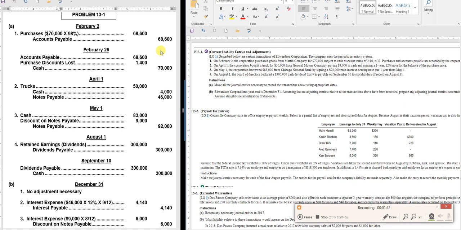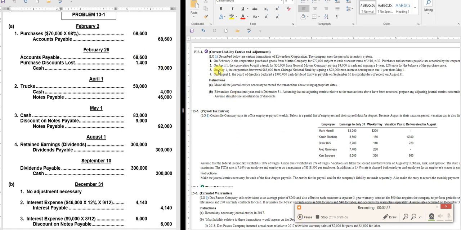Then I paid for it on February 26th. February 26th was well after the 10 days, so I lost the discount. So the first thing I need to do is get the discount off my books, record the cash I paid, which is 70,000, and then I record purchases discount loss. So again, the steps: get the accounts payable off your books, record the cash, and I have purchase discounts lost. If I recorded this the gross method, these two would have been 70,000, so the entry would have just been get the accounts payable off your books, which would have been 70,000, credit cash for 70,000.